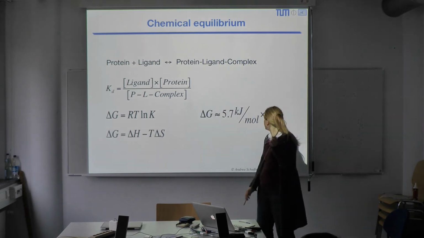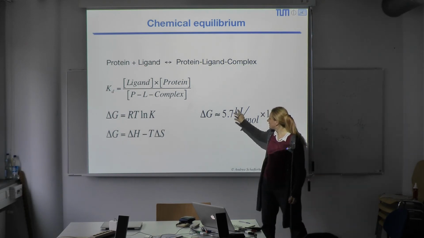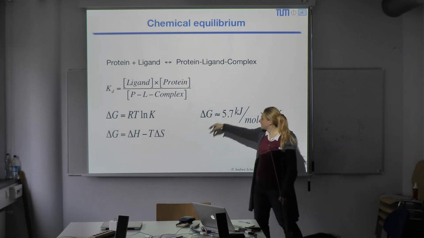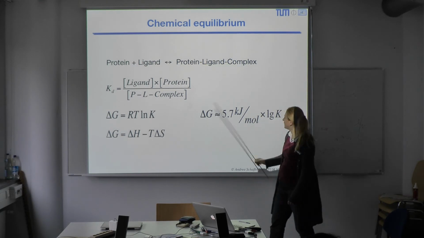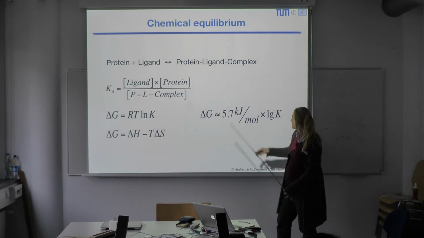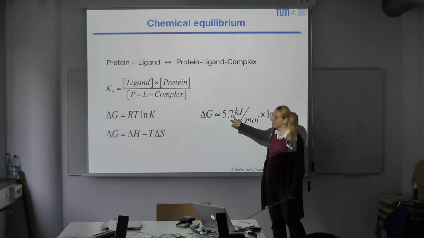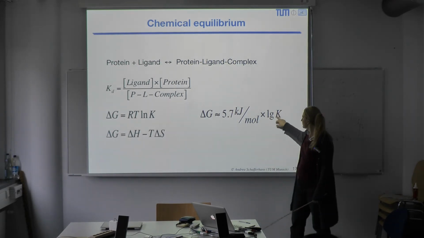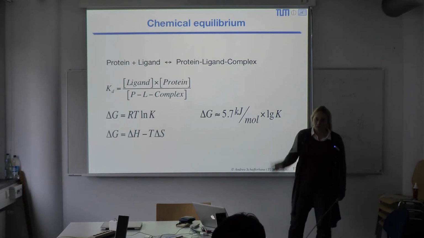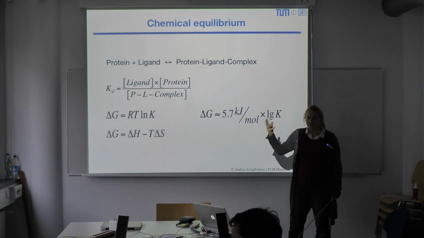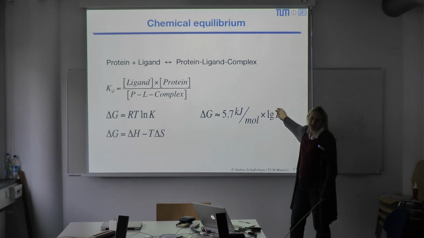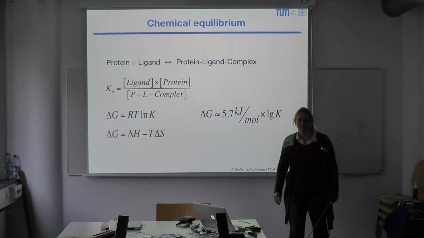And if you look at normal temperature, room temperature, and you calculate everything together and go from natural logarithm to decadic logarithm, you can say that you have 5.7 kilojoule per mole times the decadic logarithm of K, and then you get an estimate for the energy involved in a reaction. So if you want to drive something, you can get an idea of how much energy needs to be released to get, for example, a factor of 10 in the K. Okay?